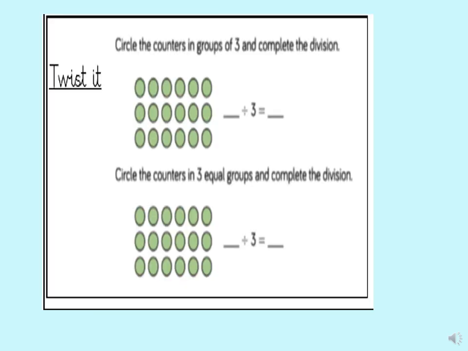And then your twist it, you need to circle these counters. So this first array, you need to put it into groups of 3. And the second one, you want to put the counters into 3 equal groups. So this array is going to look slightly different to your first array.